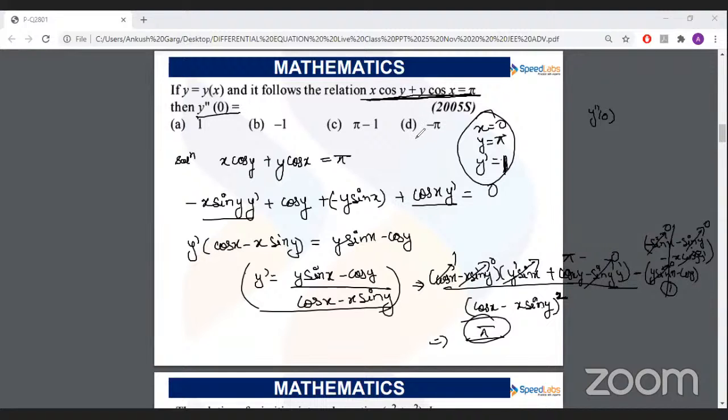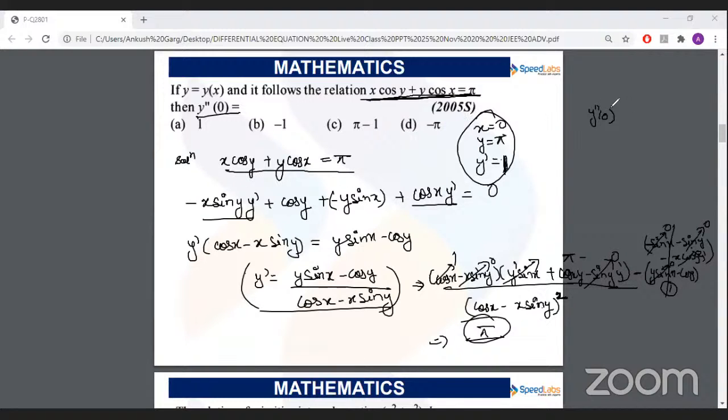I'm getting this as pi, cos of 0 into y. Yeah, that will be pi only. Denominator constant. Guys, please see if you have done any mistake.